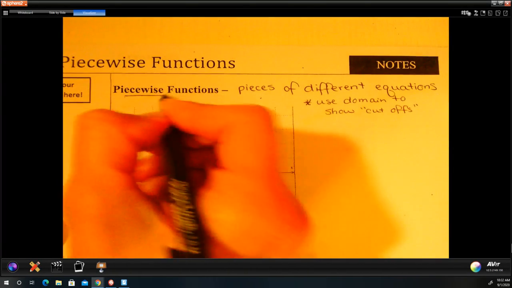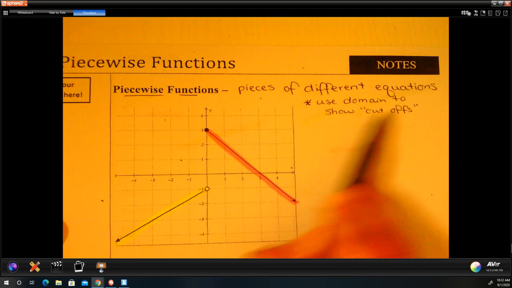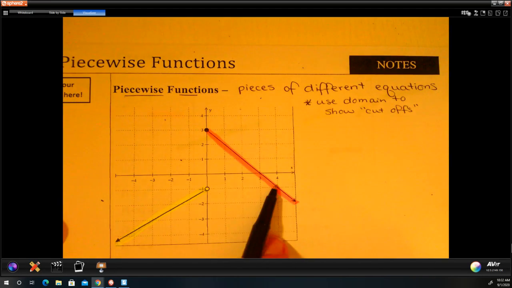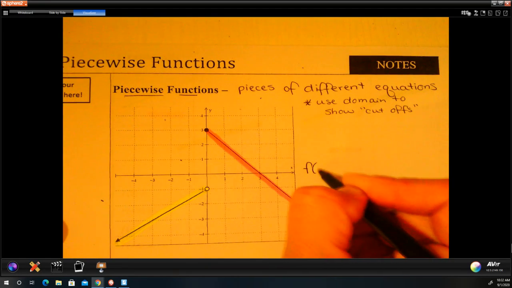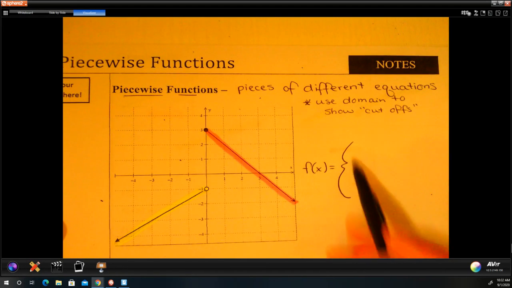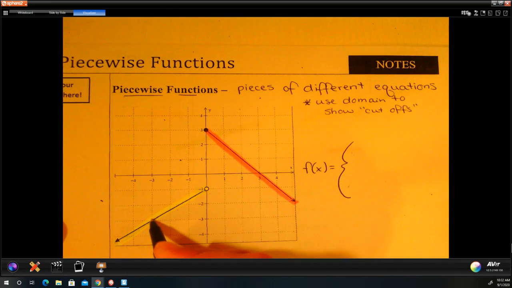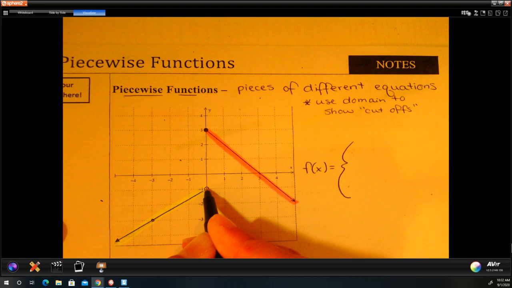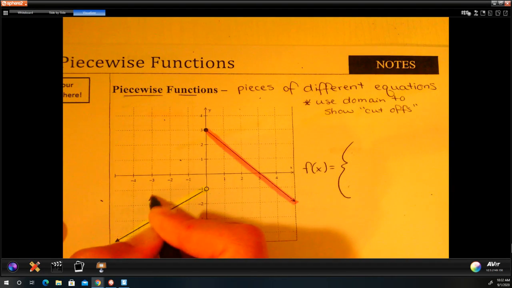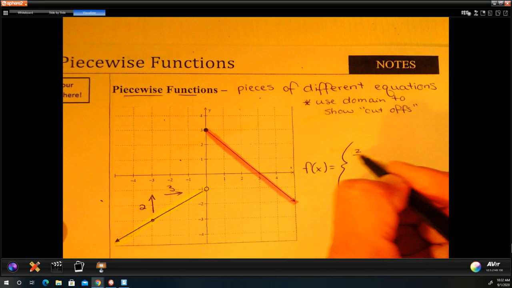So piecewise functions are pieces of different equations, and we're going to use the domain to show our cutoff. So this one has two pieces. So when I write my piecewise function, I'm just going to make a bracket that gives me space to write two equations. This first equation is a linear, so I'm going to count from this point to find my slope. This is rising 2, running 3. So that gives me a slope of 2/3.